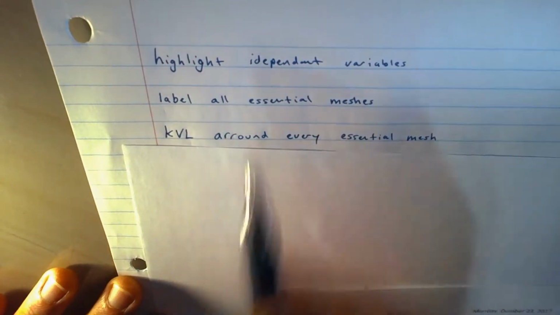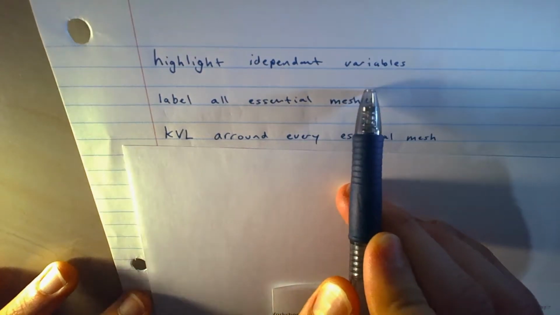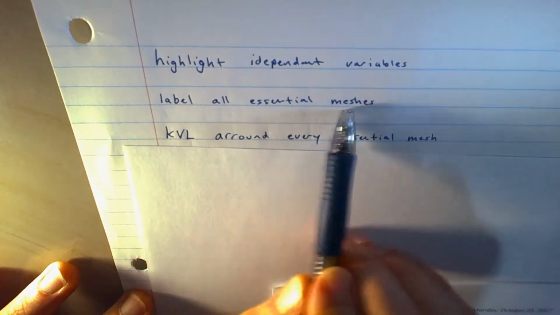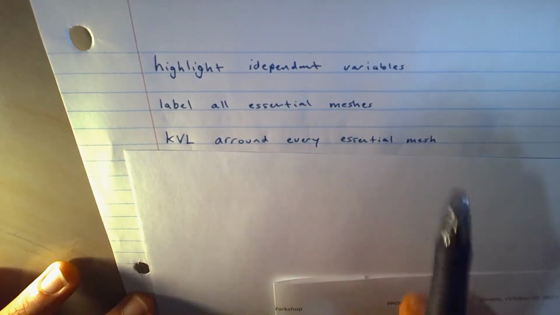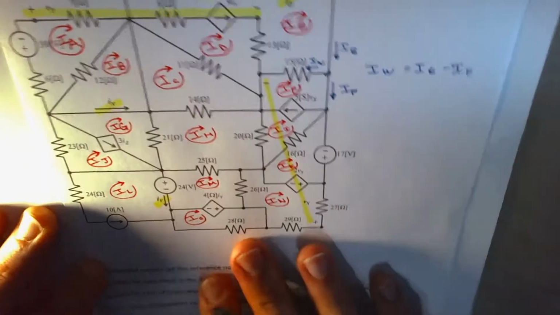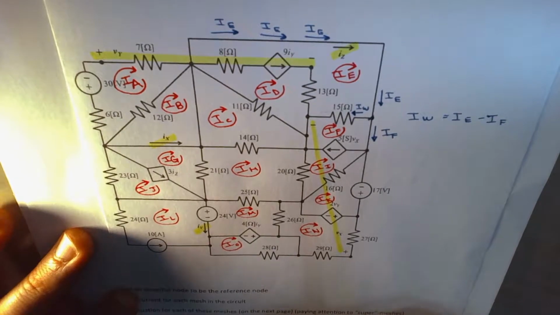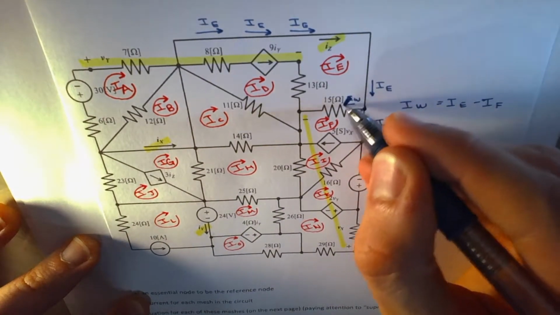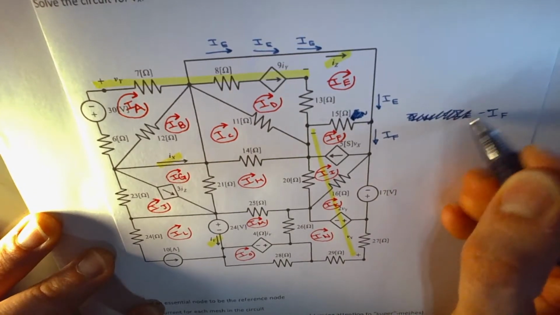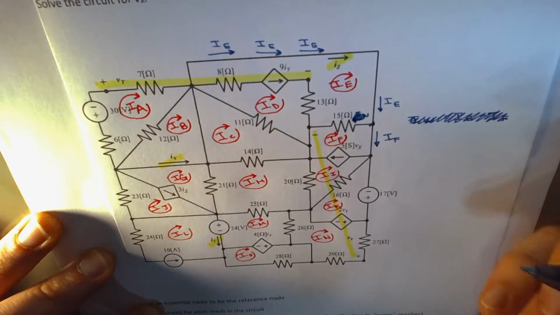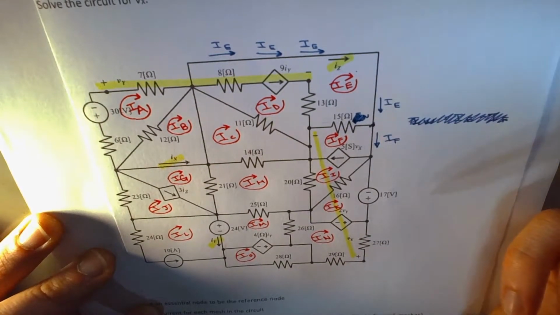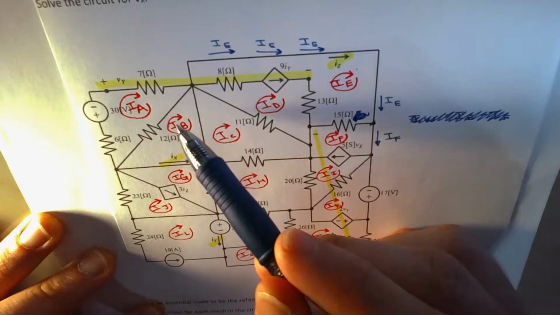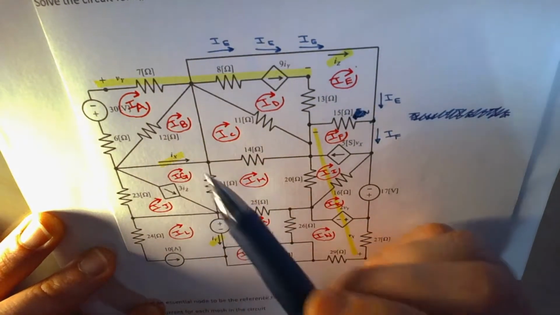So now, the next step that we need to take, so we've already highlighted the independent variables. That's optional, but it's encouraged. We've labeled all the essential meshes. We've given them unique names. Now we're going to do KVL around every essential mesh. Now I'm going to point out that we're not going to solve for IW. That was just an example. Because now we're not going to call it IW. We're not going to introduce any new independent variables. We're going to call the current here IE minus IF. And we're going to use that naming convention when we create equations for each mesh. So let's see what that looks like.